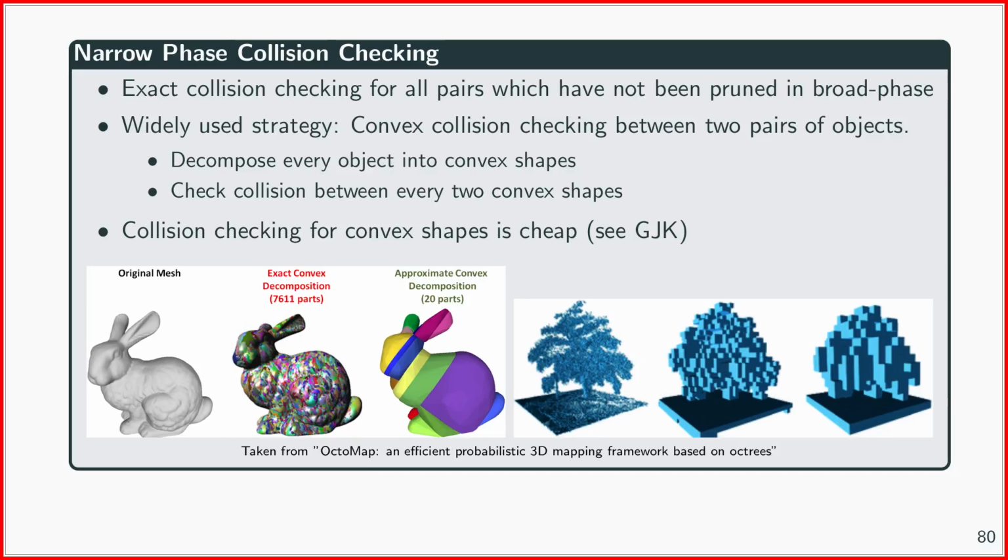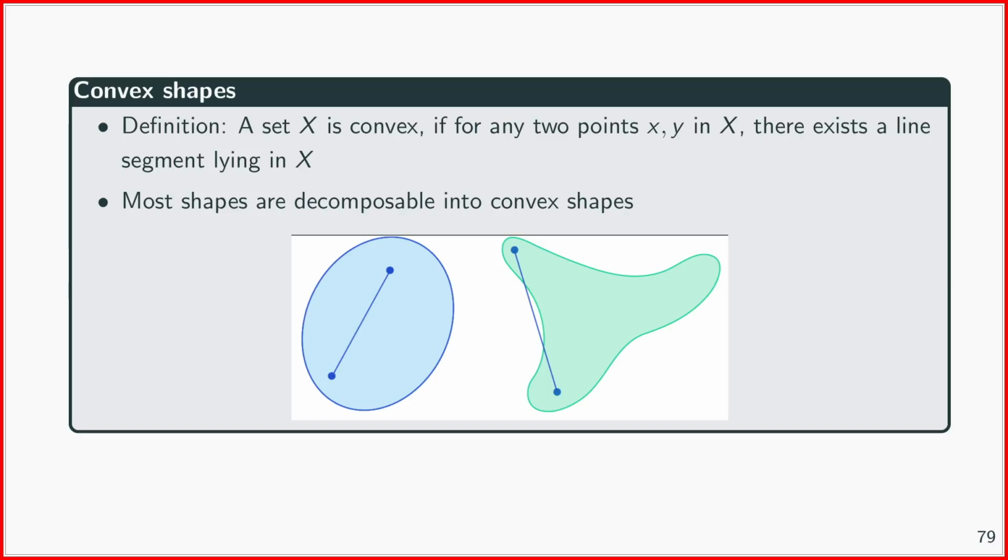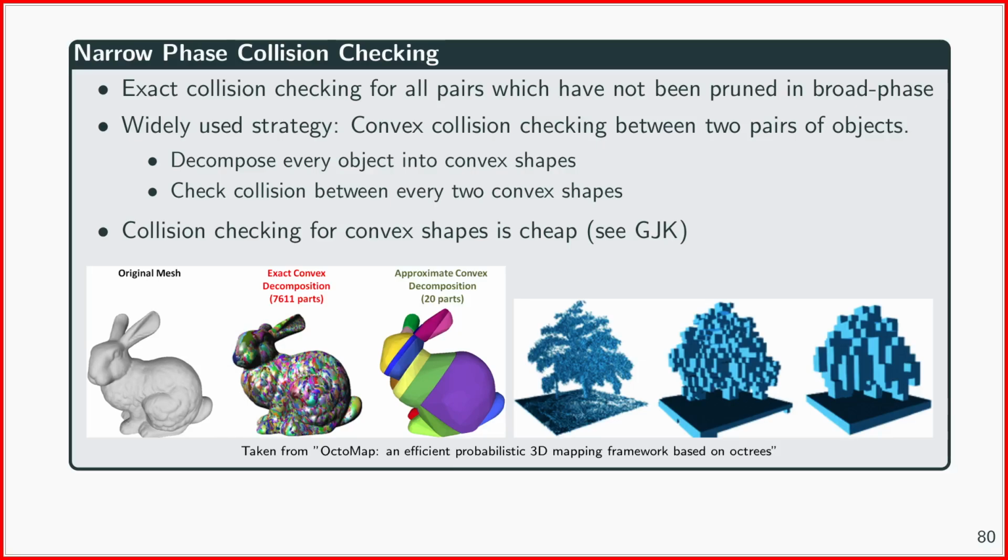So in the narrow phase, we do exact collision checking for all pairs which have not been pruned in the broad phase. The common strategy here is basically that we do convex collision checking between pairs of objects. And this requires that we decompose every object into convex shapes. As I said, most shapes are decomposable into convex shapes.